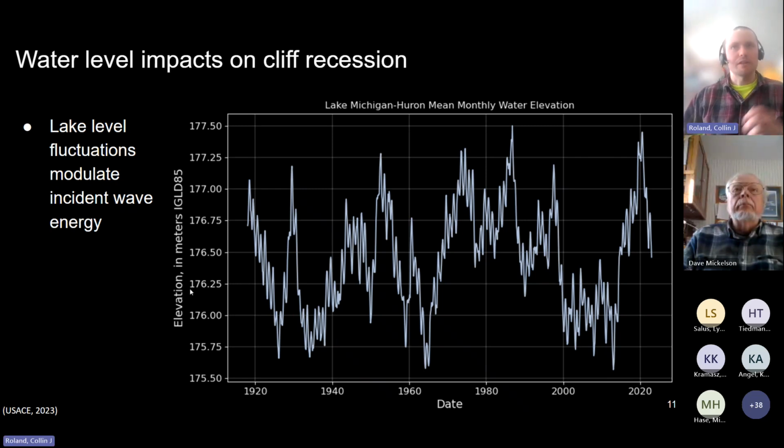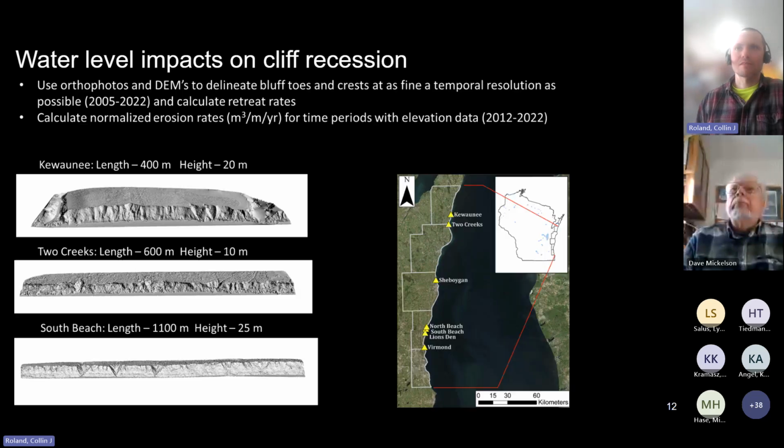I think we all probably know that lake level fluctuations modulate the wave energy that reaches the toe of bluffs, right? Lakes get high, we get more erosion because there's more wave energy reaching the toe. We don't have really good constraints on the exact magnitudes of those relationships. If the lake goes 1 meter higher, how much more erosion do we get, and how exactly can we predict toe erosion associated with lake level fluctuations?